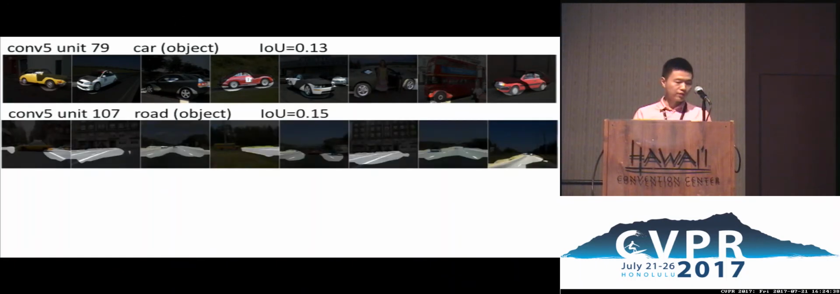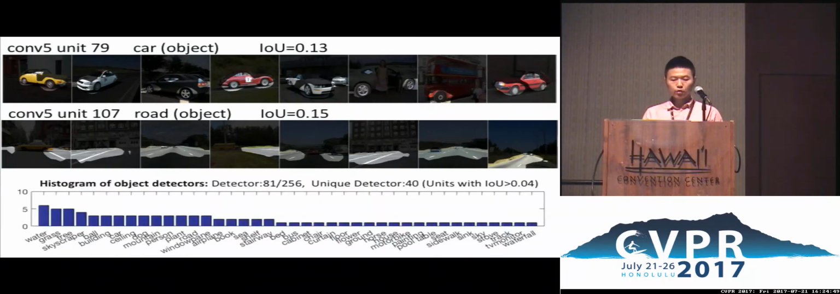Here we show some sample unit annotation results. Here is unit 79 in conv5. The interpretation given by our method is car. The IoU is 0.13. Here is another unit, unit 107. The interpretation of this unit is rope. The IoU is 0.15. You can see those IoUs seem pretty low compared to supervised trained object detectors. But I should emphasize that those units are just emergent detectors inside the intermediate layers. We don't put any explicit object supervision in to train those detectors.